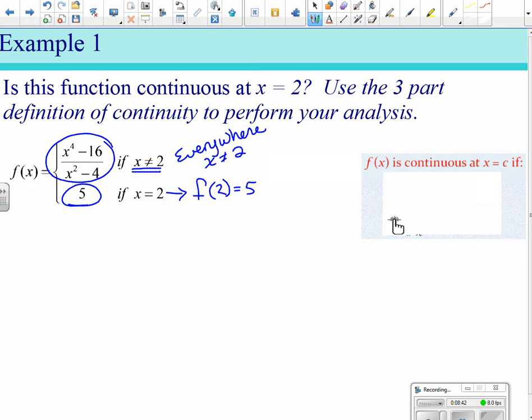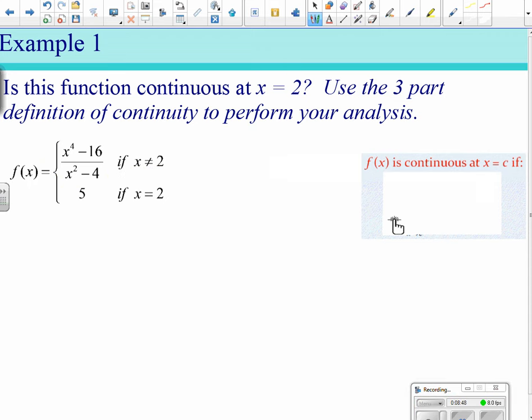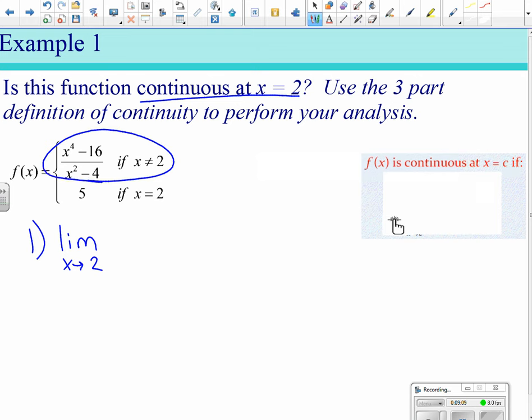So where do we want to go from here? Well, let's use our 3-part definition. I'm going to just clear my screen here for a moment. Number 1, I need to show the limit as x approaches 2, because they want to know, is it continuous at 2? So I'm going to let x approach 2 of f of x. Here is what I'm concerned about, because I want the left and the right, and that will be taken up by this portion of the piecewise.